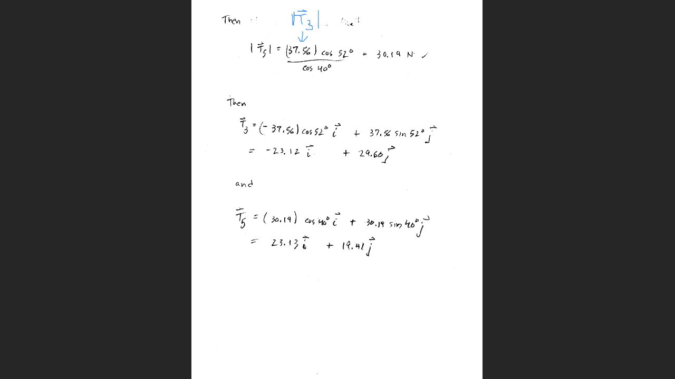Okay, so you get 30.19 newtons, and now you can substitute in your values for the magnitudes of the tension 3 and tension 5 vectors. Here's where we substitute the magnitude of the tension 3 vector, and here's where we substitute the magnitude of the tension 5 vector. And then, based on that, you're able to find the actual vectors themselves.